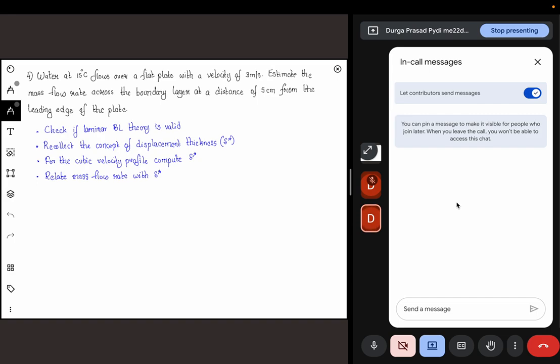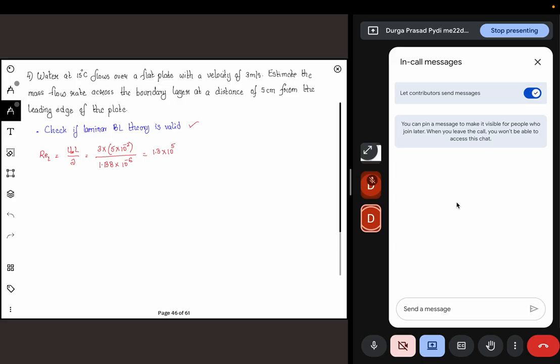The first one is checking whether the laminar boundary layer theory is correct in this particular case. So you take the water properties and then calculate the Reynolds number. Again, you calculate the Reynolds number at the leading edge. If at the leading edge it is laminar, then it is laminar throughout, because Reynolds number increases with x. I'm getting around 10 power 5, which is less than the critical number for transition, which is 5 into 10 power 5. So laminar boundary layer theory is valid.